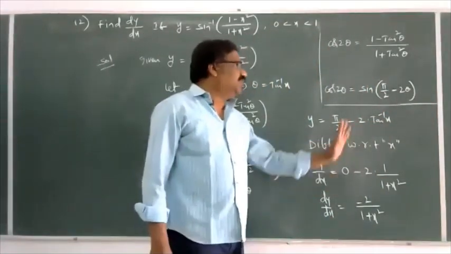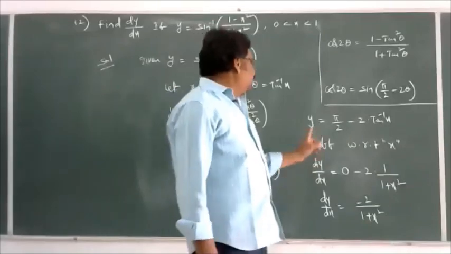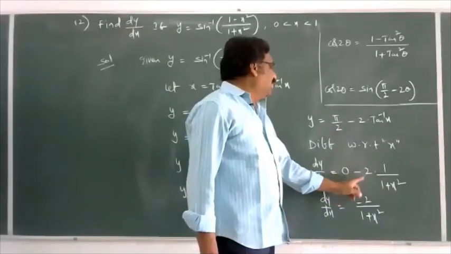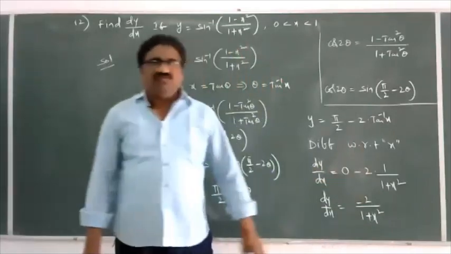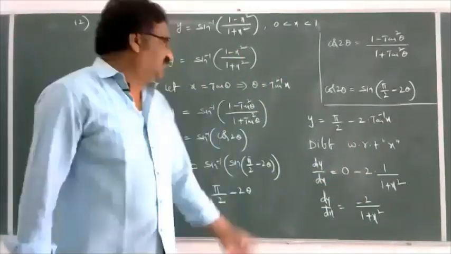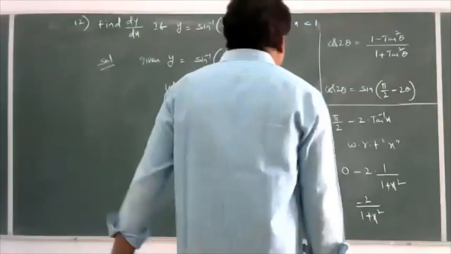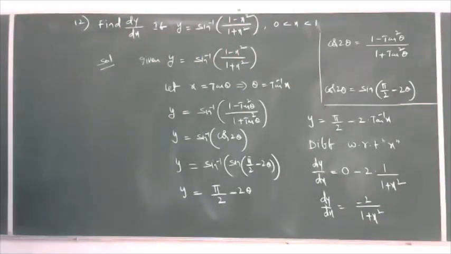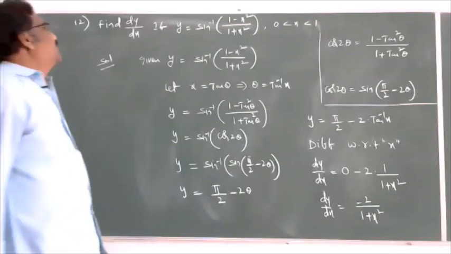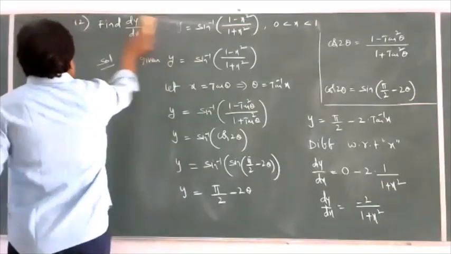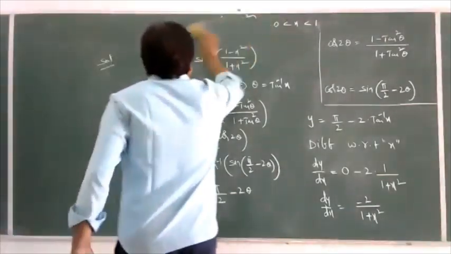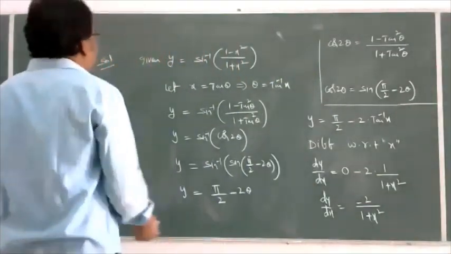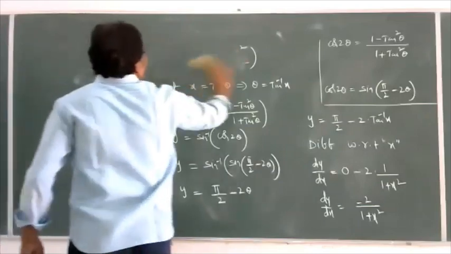Then differentiating both sides with respect to x, dy by dx is equal to the derivative of pi by 2, a constant, which is 0, minus 2 into the derivative of tan inverse x, 1 by (1 plus x square). That is minus 2 by (1 plus x square). That is the answer. The derivative of the given function y is equal to sin inverse of (1 minus x square) by (1 plus x square) is minus 2 by (1 plus x square).